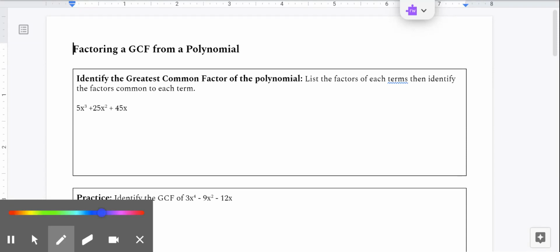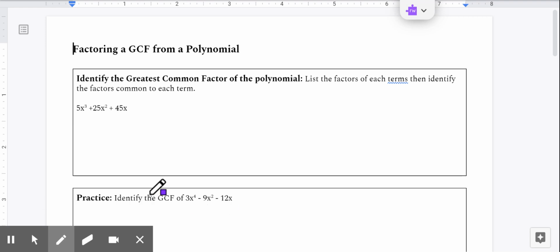Hi guys, in this video we're going to take a look at how to find the greatest common factor of a polynomial, or the GCF. Really, a greatest common factor is exactly what it sounds like. It is the biggest factor that a set of terms all have in common. So to do that, here in this first example, we're going to start by listing the factors of each term, and then identifying what the biggest thing is that they have in common.